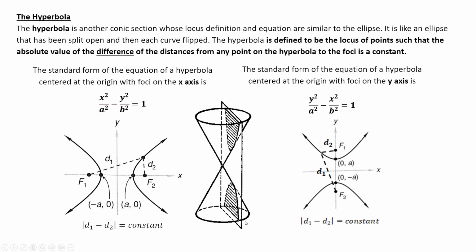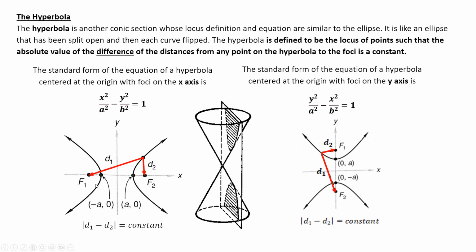So the hyperbola is a double curve, and it is called a conic section because if you cut through a cone with a plane and it cuts through both cones, you get this hyperbola shape. The hyperbola has 2 foci, again, 2 points called the foci, and this time the difference of the distances from any point on the hyperbola to the foci is a constant.